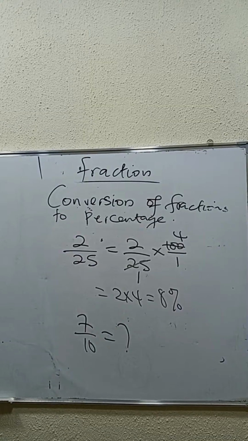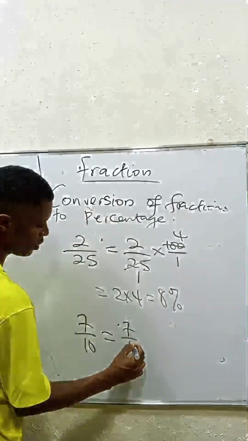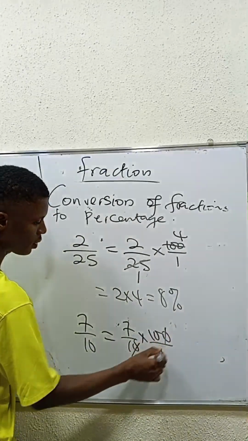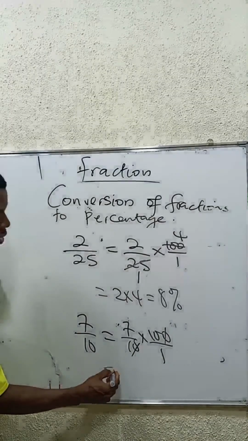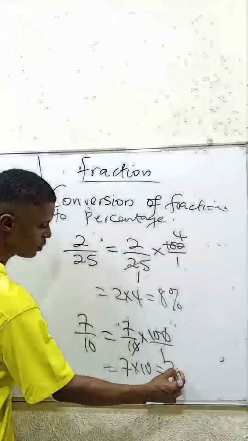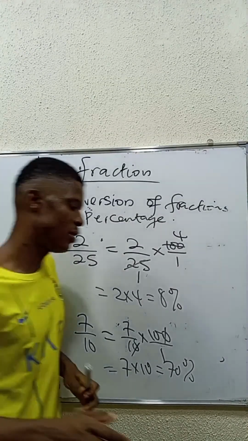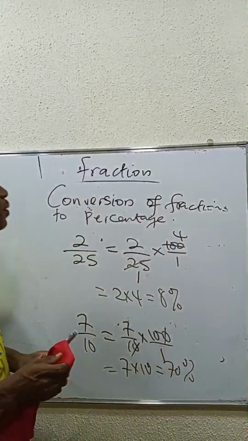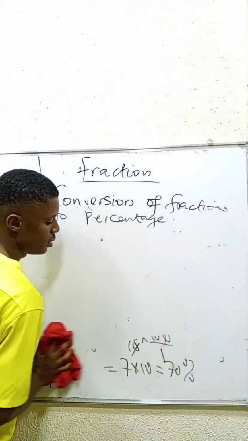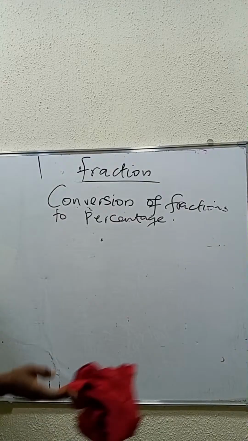70%. Correct. You're right. So what's the answer? You have 7 over 10 times 100 over 1. Cancel the 0. What are you getting? You have 7 times 10. 7 times 10 is 70. The answer becomes 70%. So it's very, very easy to convert from one form to the other. That's how we do the conversion. So let's continue.